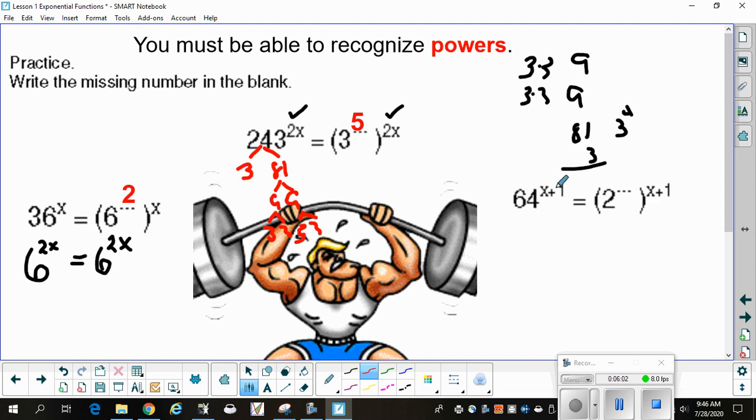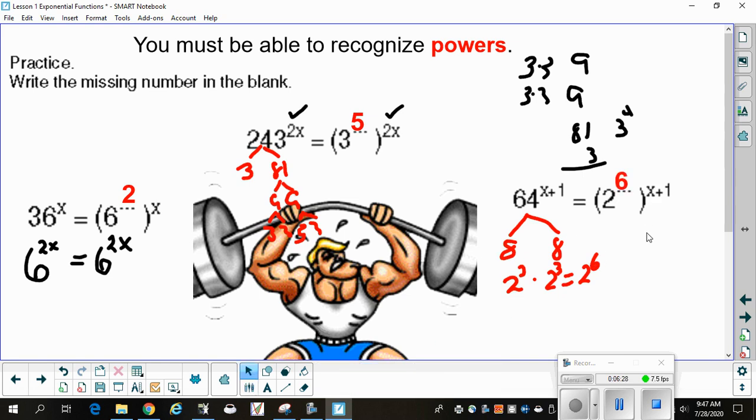64 to the x plus 1. Got it. So 64 is 8 times 8. I know that 8 is 2 cubed, times 2 cubed. I know when I multiply like bases, I add the exponents. So this should be 2 to the 6th. And in fact, it is. And I can leave this as 2 to the 6th raised to the x plus 1, or I can distribute the 6 and get 2 to the 6x plus 6. Either one is fine. Bottom line, you can rewrite 64 using a smaller base.